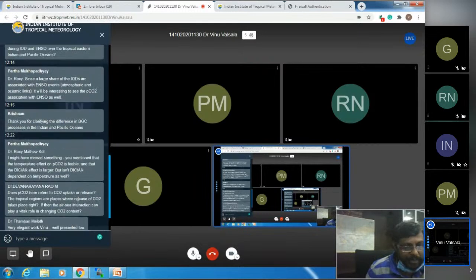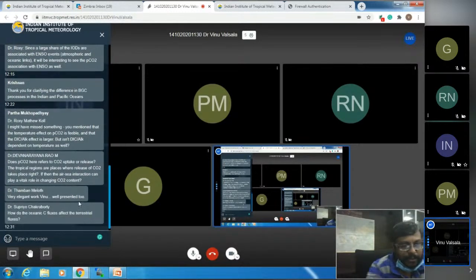And then questions continue. One question is, does PCO2 here refer to CO2 uptake or release? PCO2 is the partial pressure of dissolved gas in the ocean. Okay, it is just a partial pressure. It does not imply uptake or release. The tropical regions are places where release of CO2 takes place. That is correct. Then air-sea interaction can play a vital role in changing CO2 content, indeed.